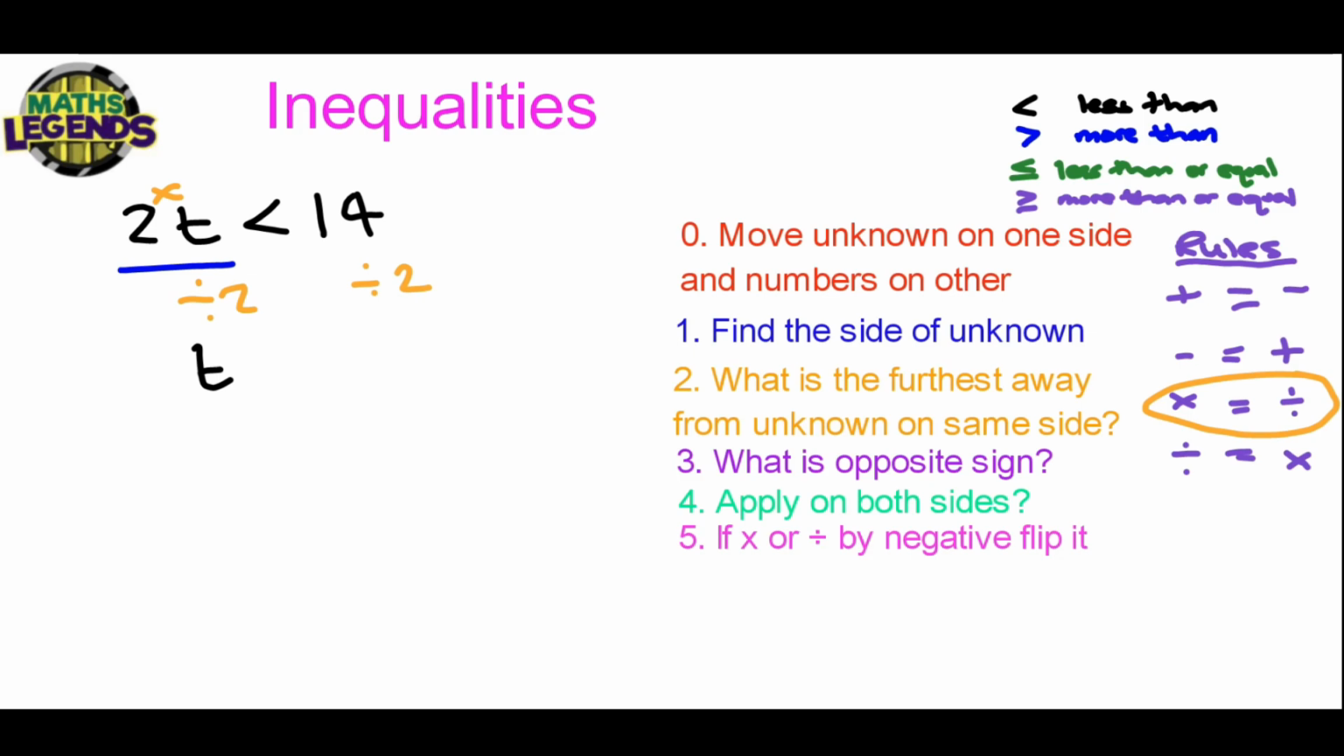So that's just t. Now we didn't divide by a negative. So we leave the sign as it is. And 14 divided by 2 is 7. So our answer here is t less than 7. Now let's look at another example.